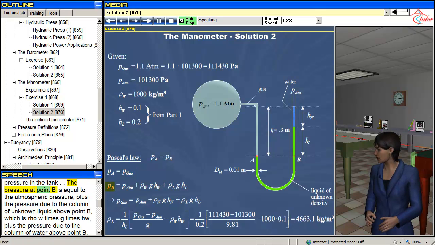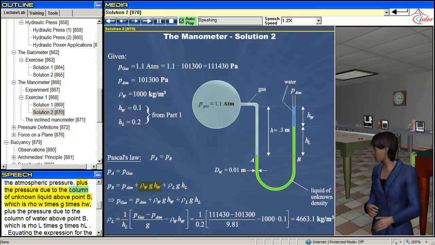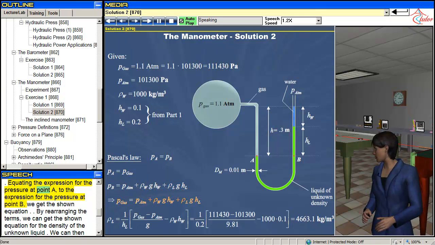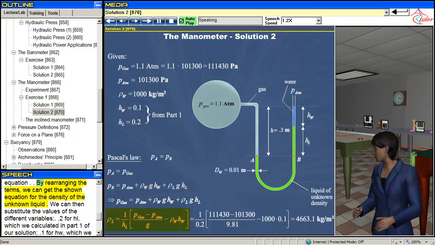The pressure at point B is equal to the atmospheric pressure plus the pressure due to the column of water above point B, which is ρW times G times HW, plus the pressure due to the column of unknown liquid above point B, which is ρL times G times HL. Equating the expression for the pressure at point A to the expression for the pressure at point B, we get the shown equation. By rearranging the terms, we can get the shown equation for the density of the unknown liquid.